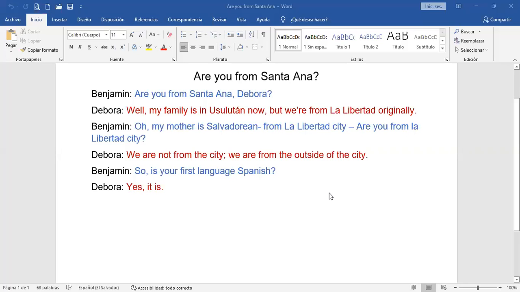Entonces, cuando yo digo, are you from Santa Ana, Ana? Yes, se va a escuchar, are you from Santa Ana, Ana? Well, my family is in Usulután now, but we're from La Libertad originally. Oh, my mother is Salvadorian from La Libertad City. Are you from La Libertad City? We are not from the city. We are from the outside of the city. So is your first language Spanish? Yes, it is. Okay? Tratemos de darle esa entonación y esa fluctuación en las palabras. Go ahead, Ana.